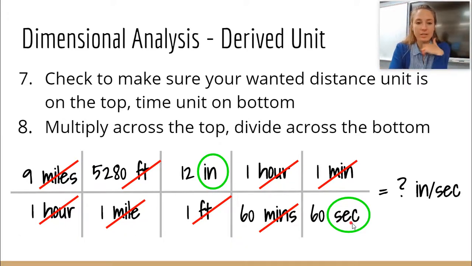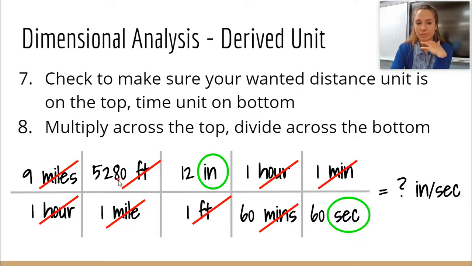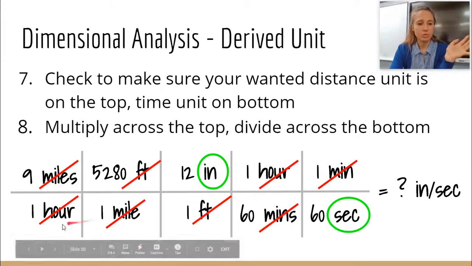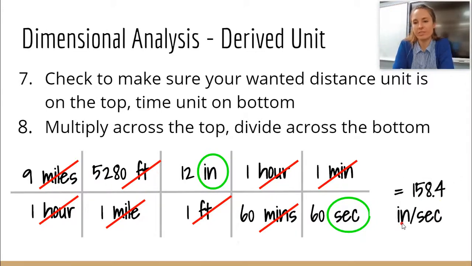So then when you plug this into your calculator, you multiply across the top and you divide across the bottom. So 9 times 5280 times 12 times 1 times 1, which you wouldn't really have to plug those ones in because it doesn't change the number, but just going through the motions here. And then I like to hit equals just to make sure. And then I do divided by 1, divided by 1, divided by 1, divided by 60, divided by 60 equals, and you should get an answer of 158.4 inches per second.